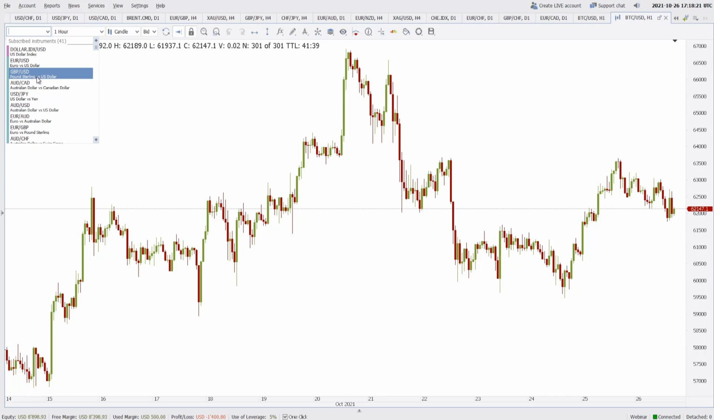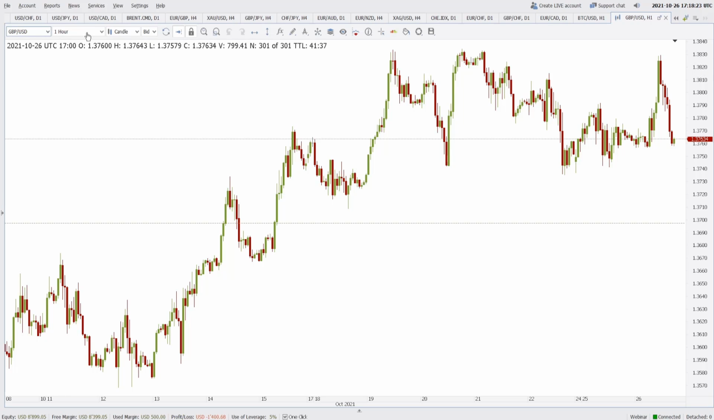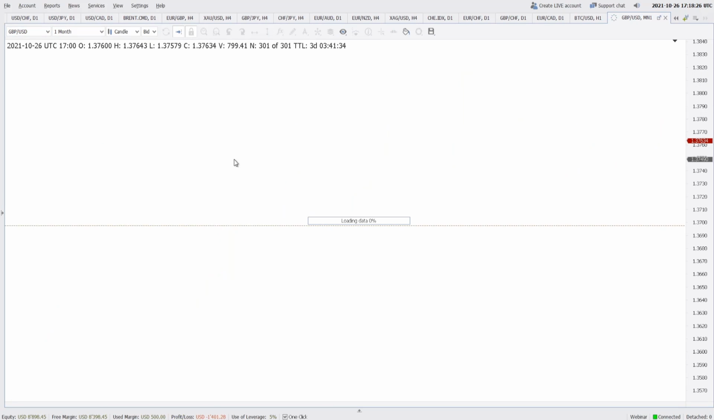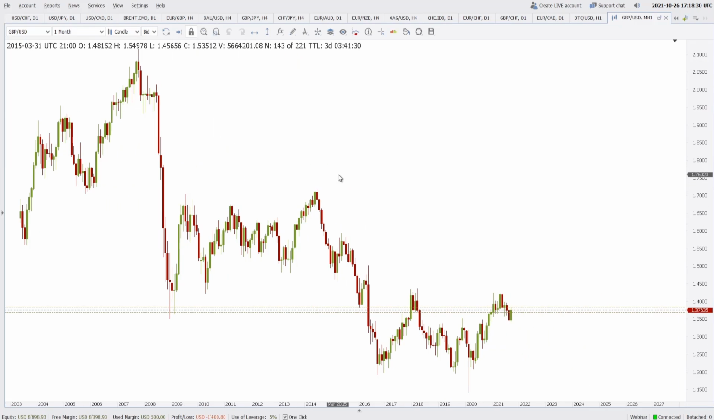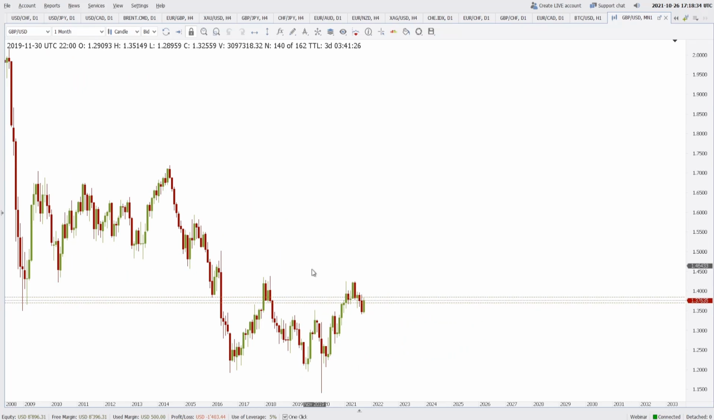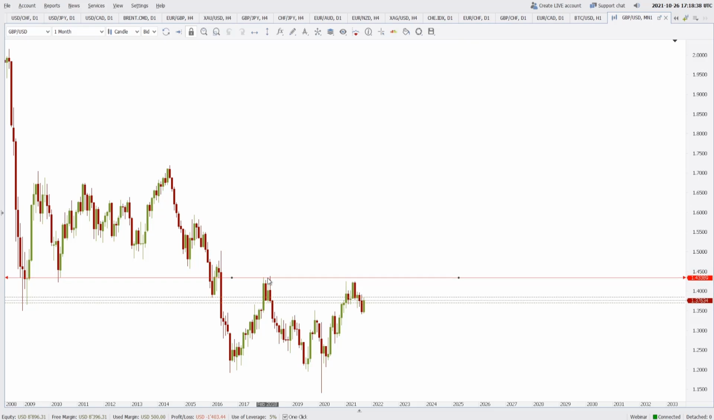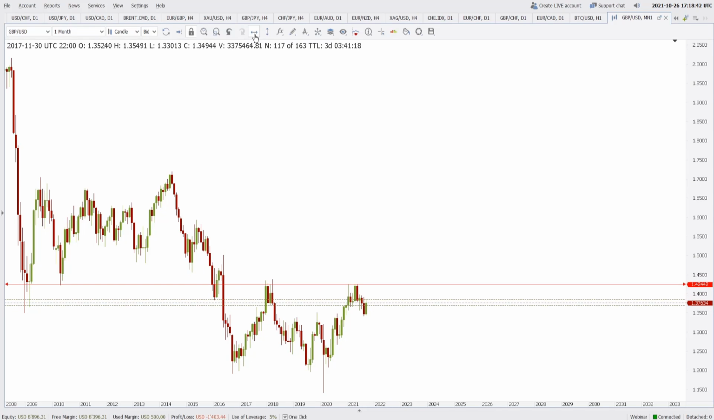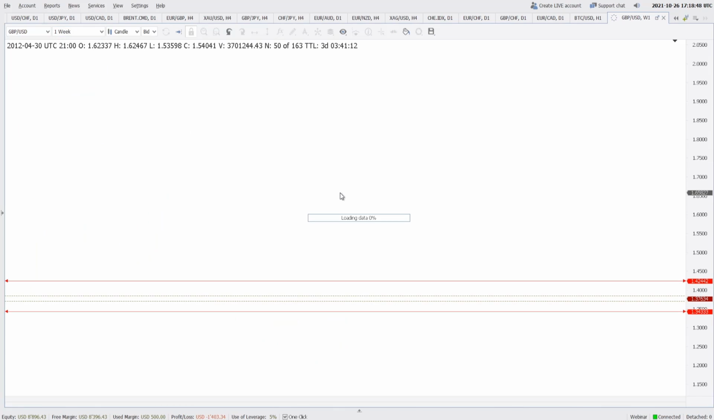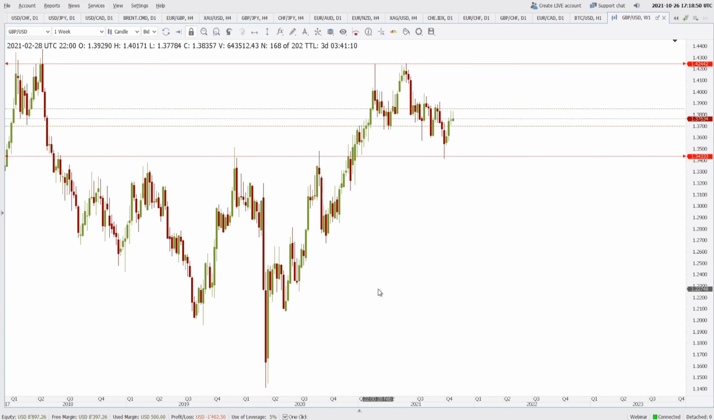So what I'm going to do is an entire top-down analysis, that is from monthly till now. From the monthly chart, these were the resistances and these were the supports. So the price is trading between the supports and resistances. This is one thing that we have deduced.